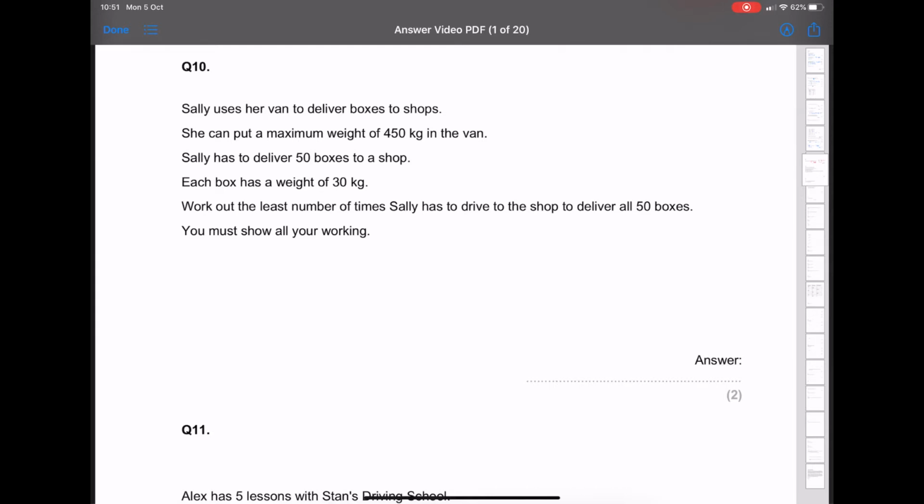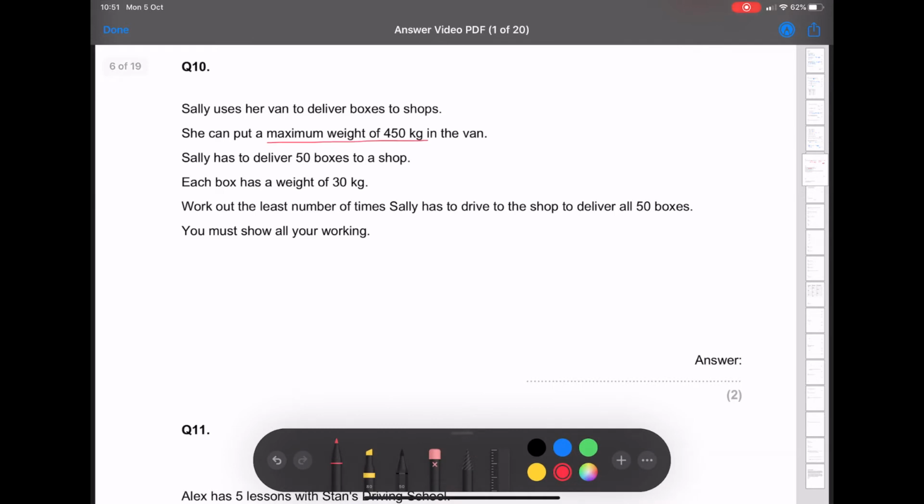So she can put a maximum of 450 kilograms in the van, and Sally has to deliver 50 boxes, and each box weighs 30 kg. So I'm going to times that together to work out how much weight I've got in total. 3 times 5 is 15, and then I've got 2 zeros. So 1,500 kg altogether. It then says that she can only put 450 kilograms in her van at a time.